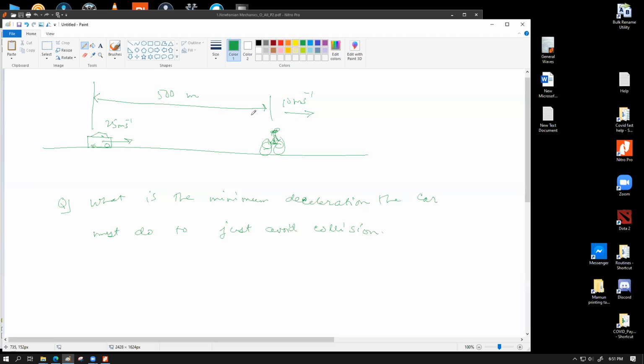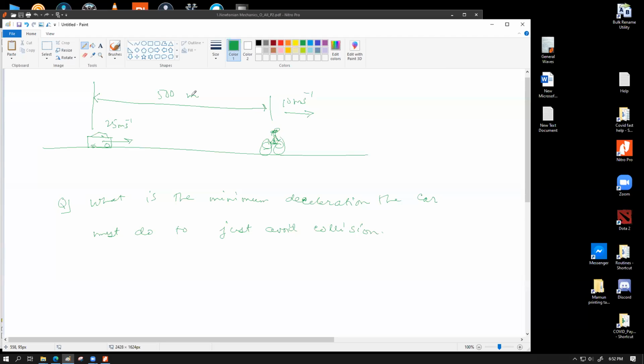The cyclist is moving at a constant speed? Yeah. The cyclist is moving at a constant speed and the car is also moving from this exact position. So the total distance covered by the car before it actually gains this speed, should it be 500 meters or more than 500 meters? Total distance covered by the car.